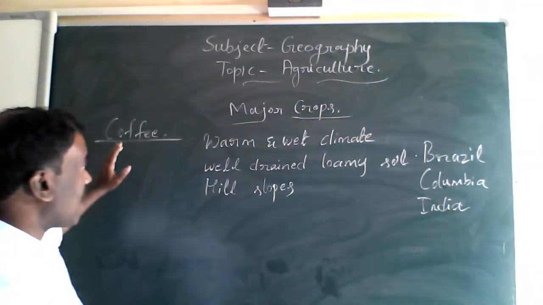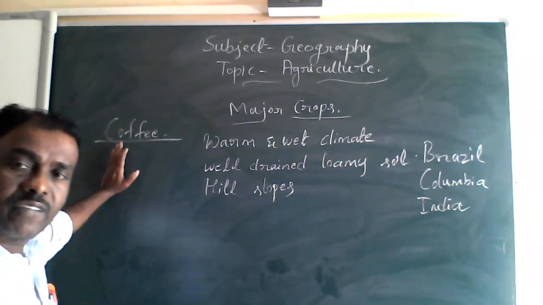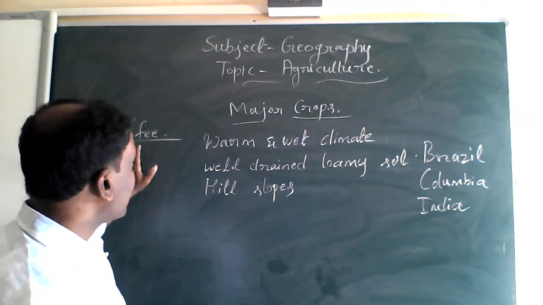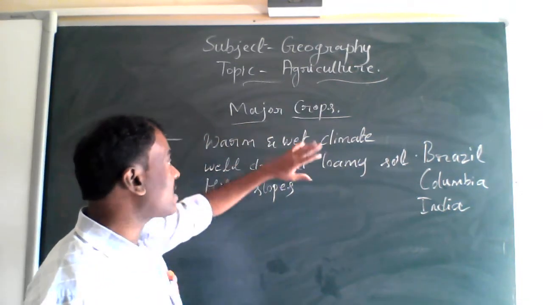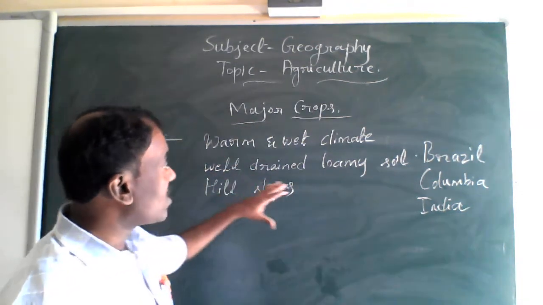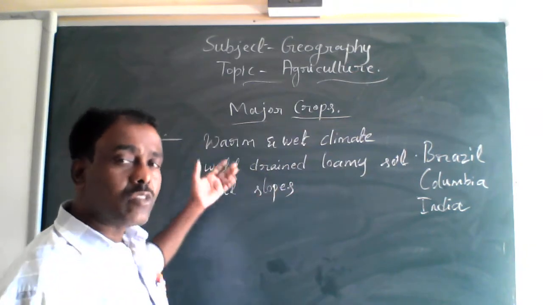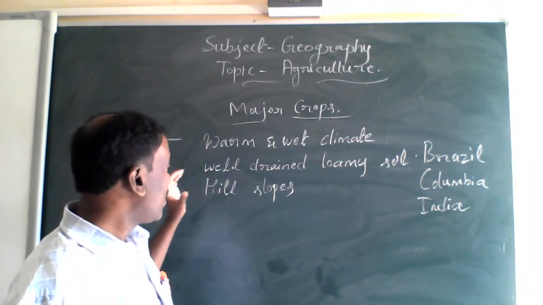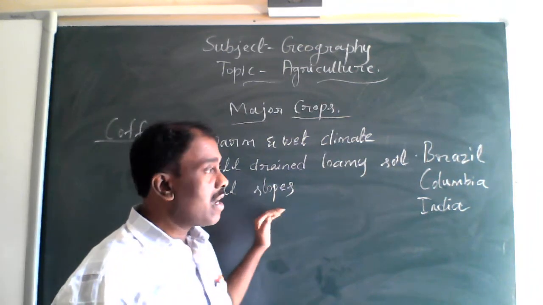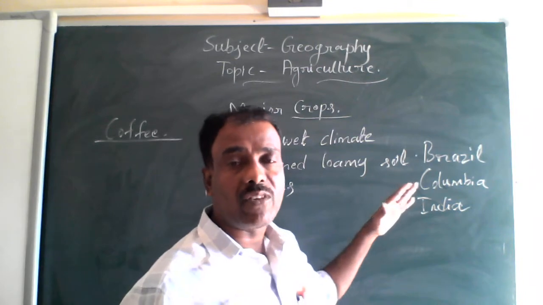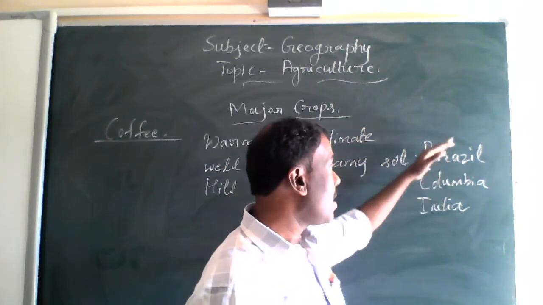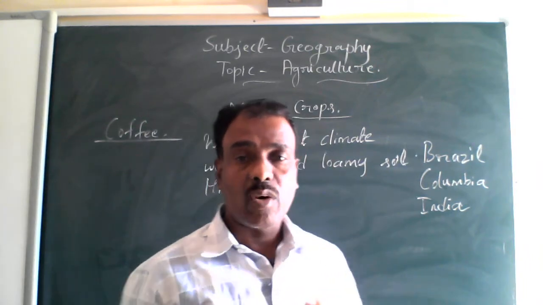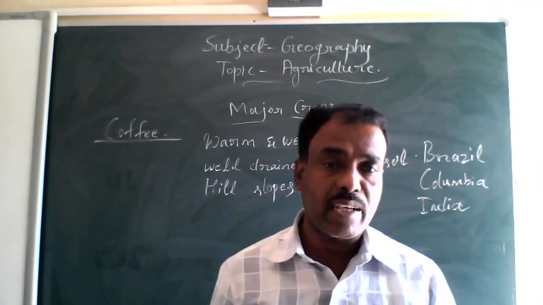So once again, I would like to repeat: coffee is one of the important beverage crops which can be grown in a warm and wet climate, and well-drained loamy soil is required. It is very suitable to grow on hill slopes, and the highest producer of coffee in the world is Brazil, followed by Colombia and India, the other leading producers.